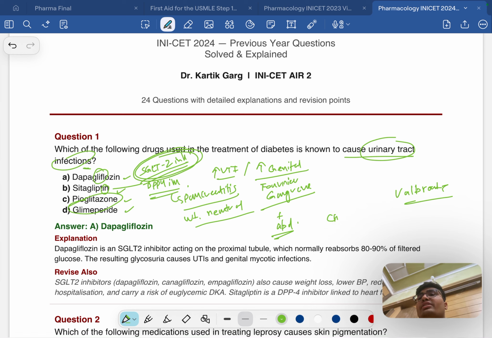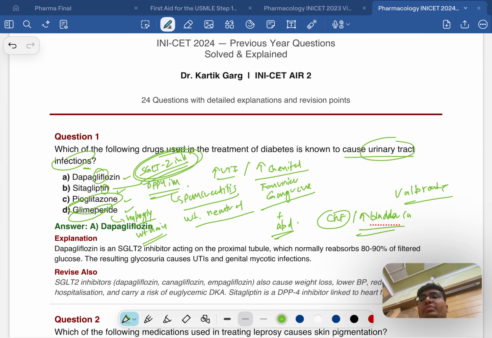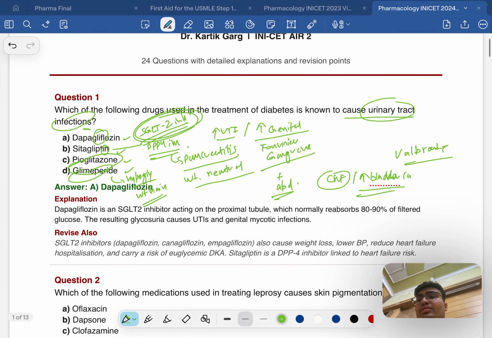Pioglitazone is contraindicated in heart failure. Why? Because it causes fluid retention, and it also increases the risk of bladder cancer. Glimepiride may cause hypoglycemia, and does it cause weight loss or gain? It causes weight gain. So if a thin patient with diabetes mellitus is there, what is preferred? Glimepiride can be preferred.